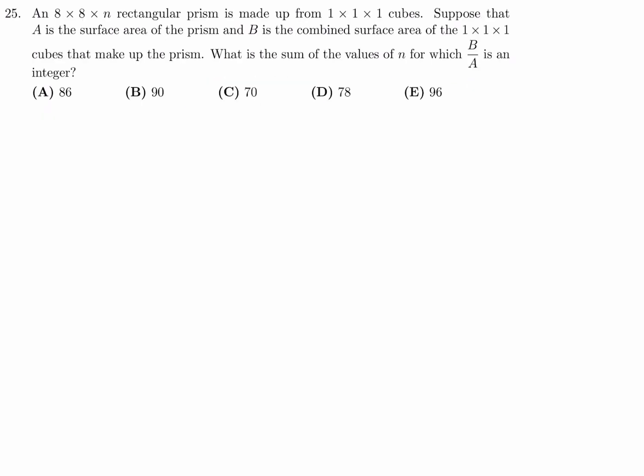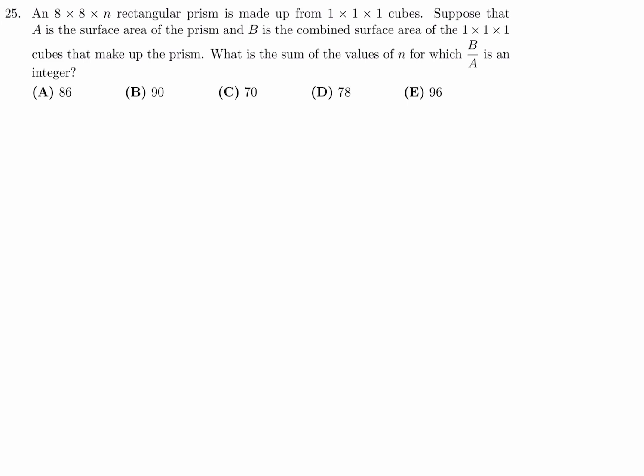An 8 by 8 by n rectangular prism is made up from 1 by 1 by 1 cubes. Suppose that A is the surface area of the prism and B is the combined surface area of the 1 by 1 by 1 cubes that make up the prism. What is the sum of the values of n for which b over a is an integer?